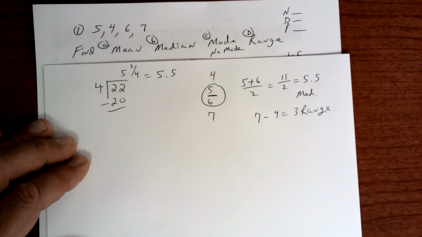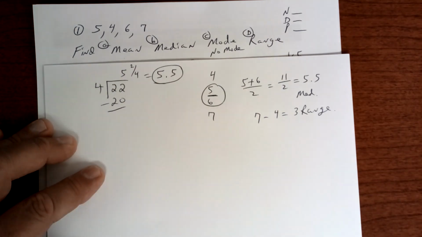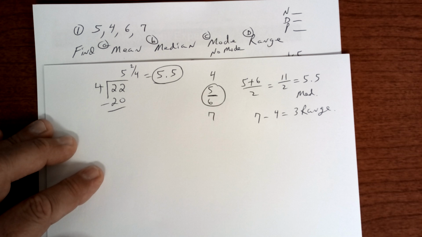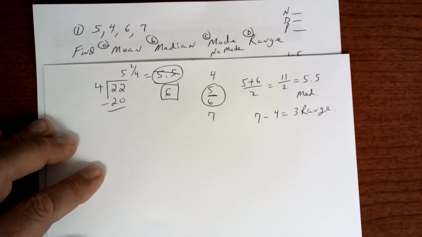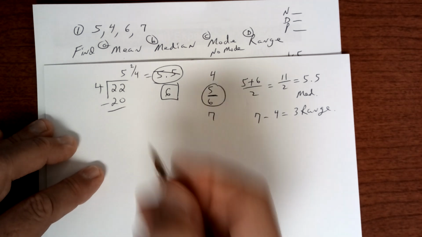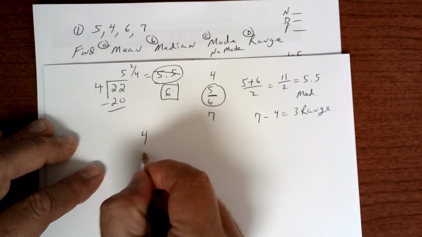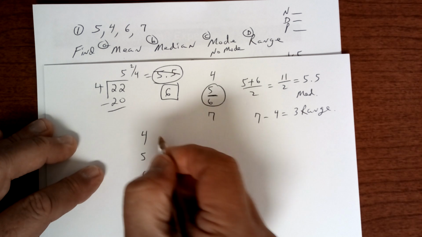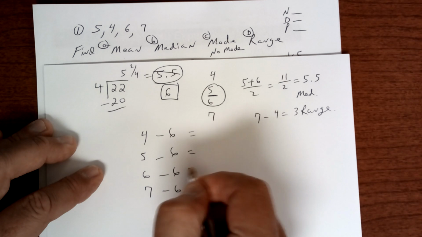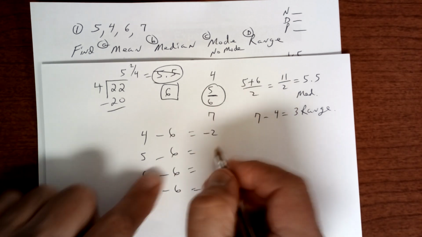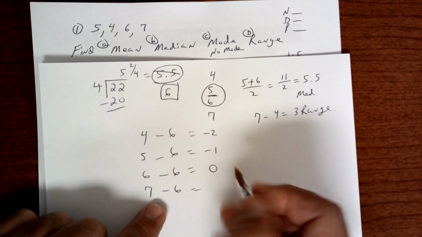So let's look at them. Step 1 is find the average. We have it, 5.5. Step 2 is subtract each number minus the average. Now look, for simplicity purposes, I'm going to make this a 6. I'm going to round up. So I'm going to take each number, 4, 5, 6, 7, minus 6, minus 6, minus 6, minus 6. When I do that, I get a negative 2, a negative 1, a 0, and a 1.